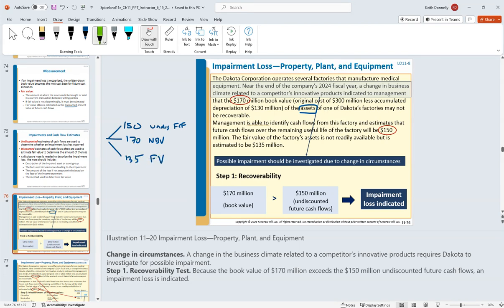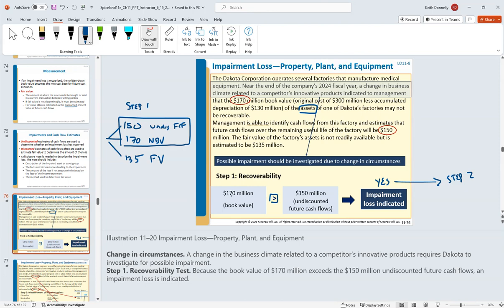Okay, step 1, I think we made it blue, right? We have to compare the undiscounted future cash flows with the book value. If it exceeds, in other words, 170 is bigger than 150, then yes, there is impairment. We move to step 2.